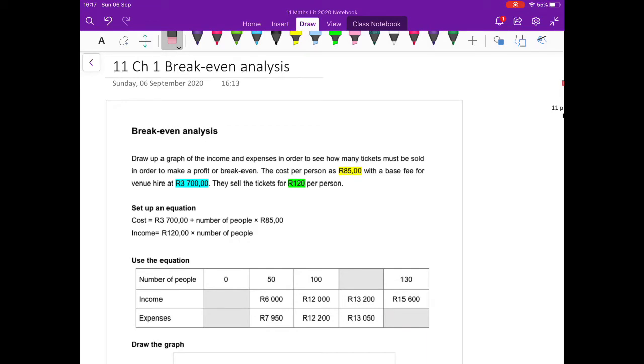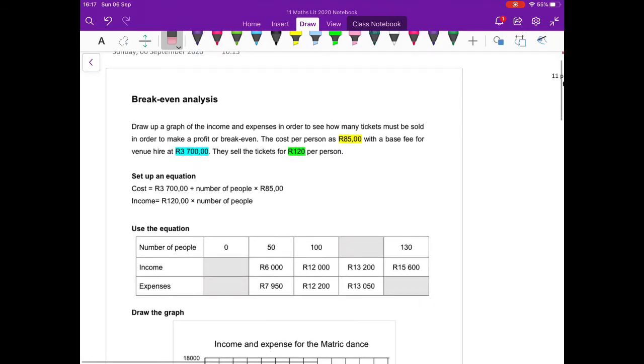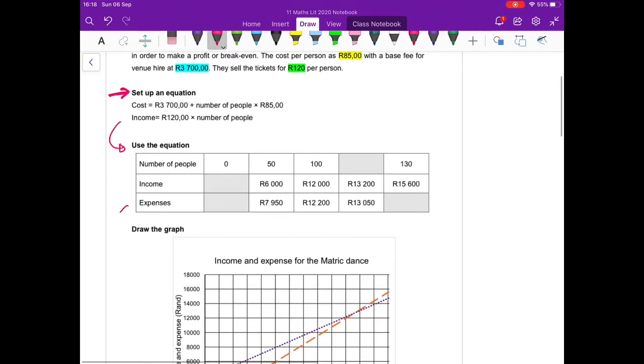Break-even analysis is a very popular exam question. You can rest assured that you would be getting one of these questions in either of your papers. And normally, they always work in threes. So the first thing you need to do is set up an equation. Either you set up an equation and then use the equation to draw the table, and once you've drawn the table, you then draw the graphs. Now you can choose which is easiest for you.